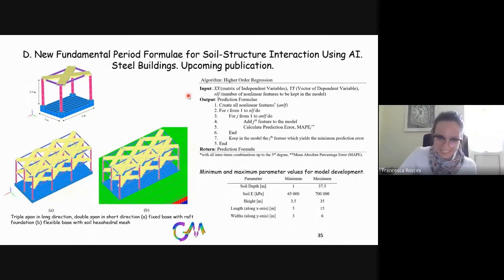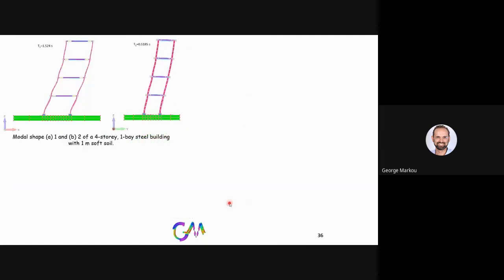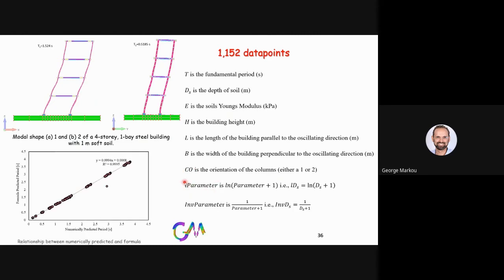Yes, of course. This is the algorithm that was used for the case of steel structures, and we can see here the minimum and maximum values in terms of height, length, and width of the structure that was used in order to develop the formula. And these are the modes as they resulted from the analysis. 1,152 points were created, and of course the depth of the soil, the Young's modulus of the soil, and the height, length, and width of the soil. Some extrapolation parameters were used in order to develop the proposed formula.